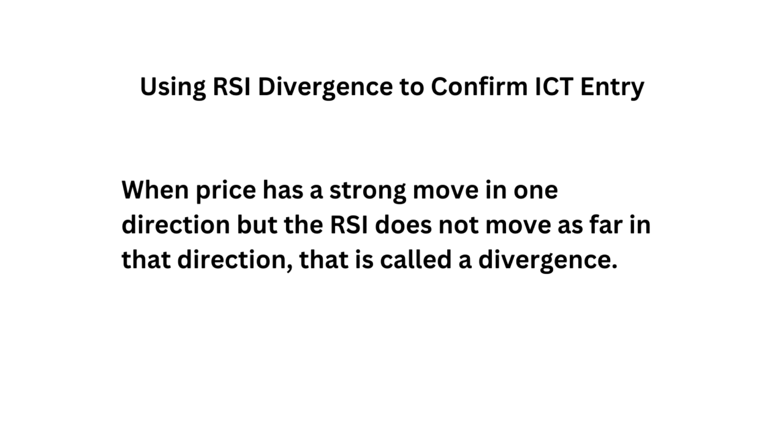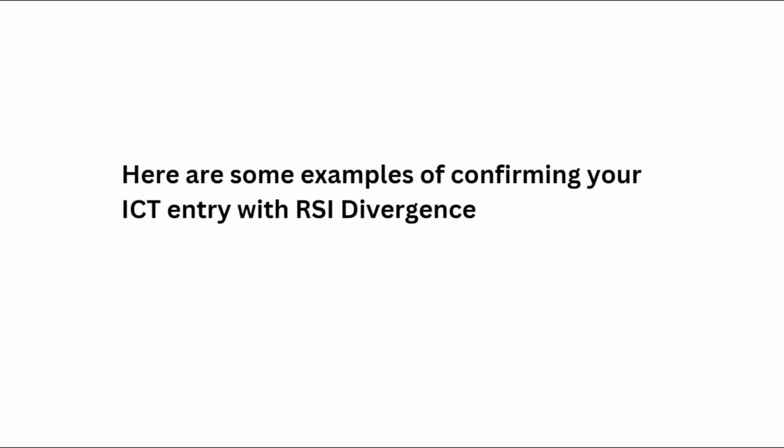Using RSI divergence to confirm ICT entries. When price has a strong move in one direction, but the RSI does not move as far in that direction, that is called a divergence. Here are some examples of confirming your ICT entry with RSI divergence.